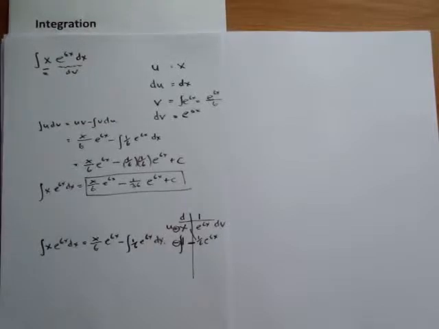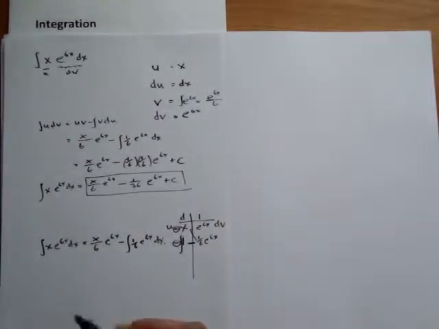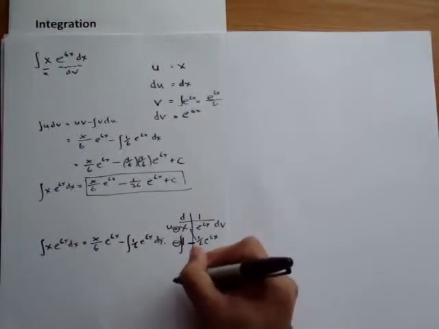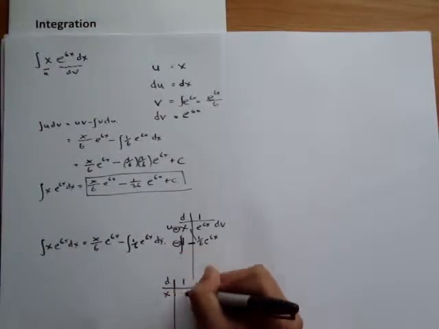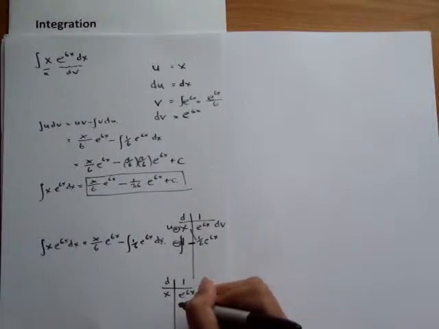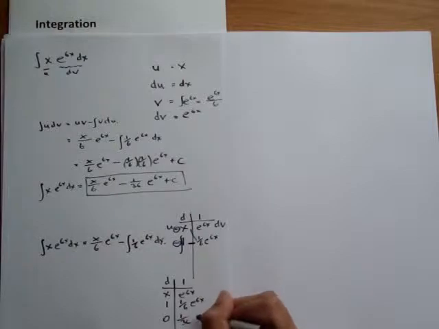Another alternative, to make it easier, is if we differentiate until we get to 0, and then we don't need to do this integration at all. So let's follow it through. If we can get to 0, this becomes x, e to the 6x. This is 1, this is 1 over 6 e to the 6x. This becomes 0, and this becomes 1 over 36 e to the 6x.